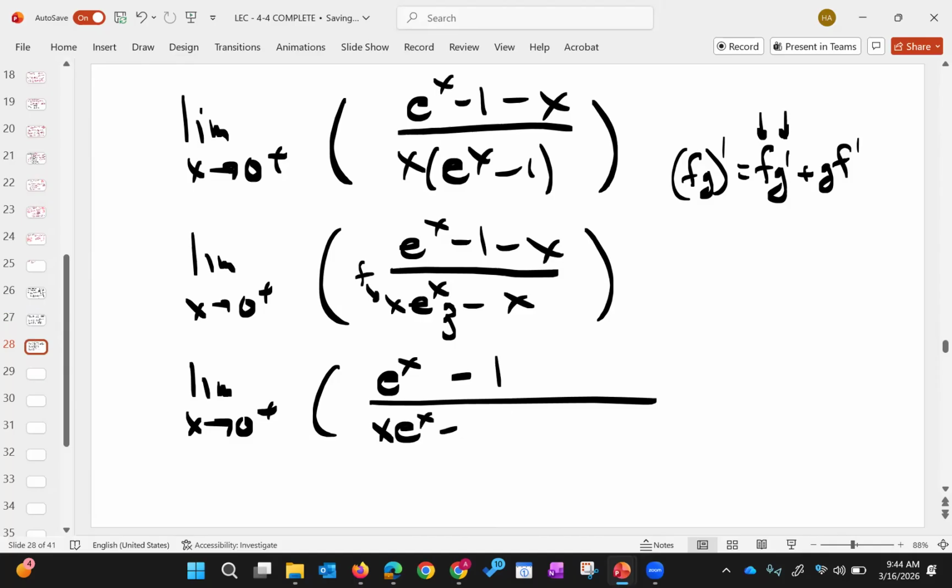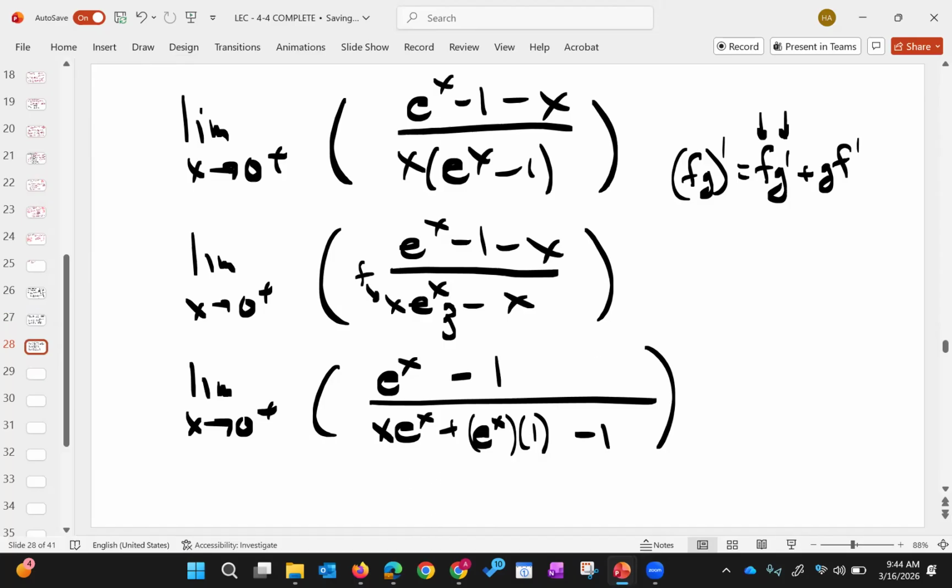Plus sign comes down. Then the next one is the g function multiplied by the derivative of the x function, which is just 1. Is that right? And then that one is just going to be -1, the derivative of minus x. Okay, are we good there? Yes.